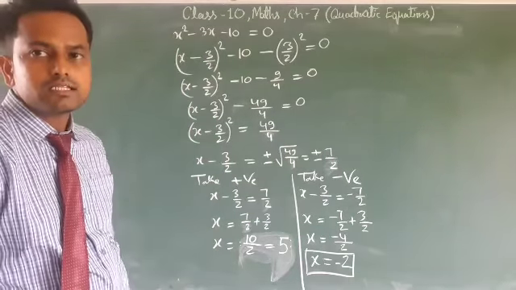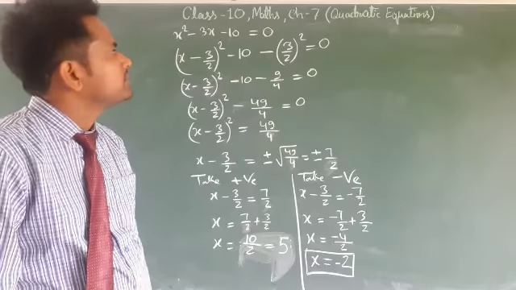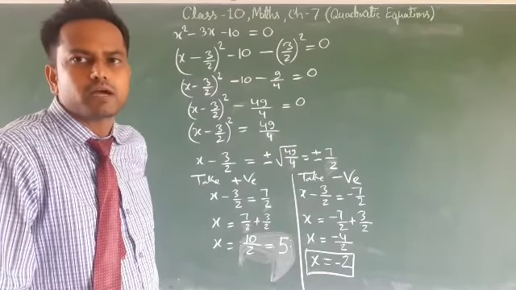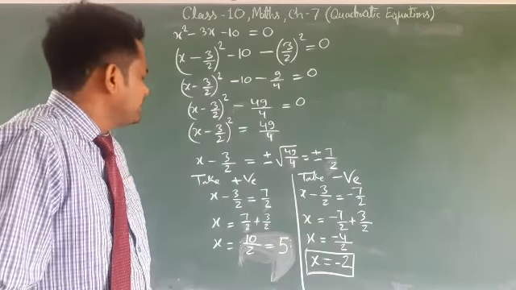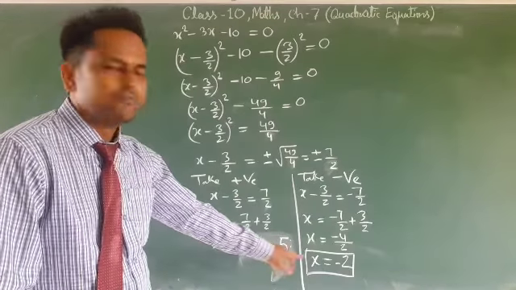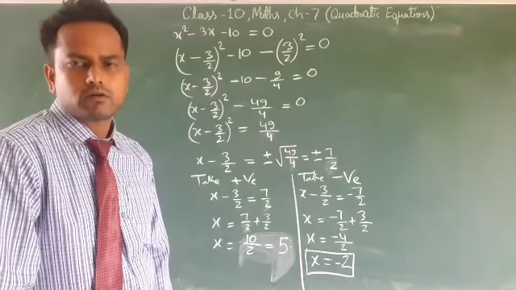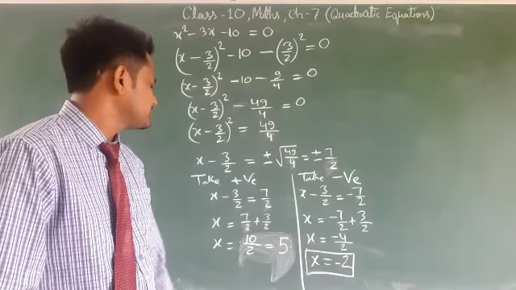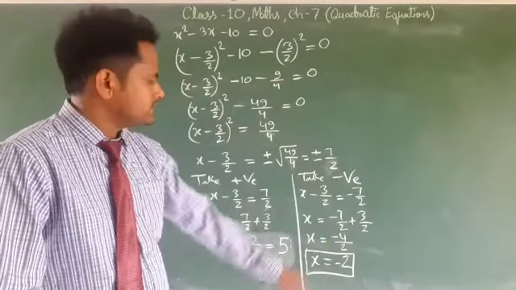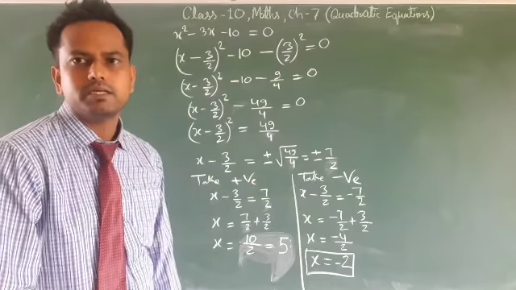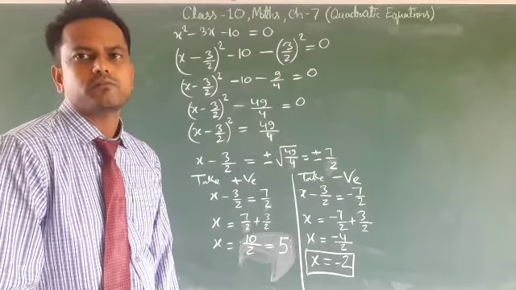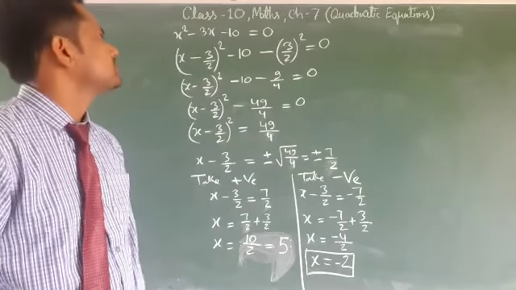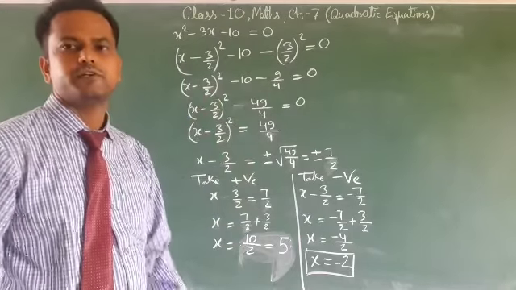So we can solve this quadratic equation with the help of the method of completing the square, and these values 5 and minus 2 are called roots of the quadratic equation. That is, alpha is 5 and beta is minus 2. Alpha and beta are called roots of the quadratic equation. Got it? So please pause the video and note it down.